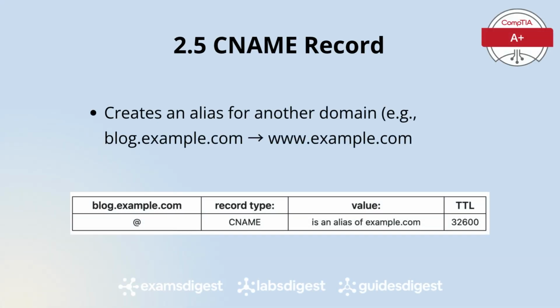Next is the canonical name record. This creates an alias for another domain name. So if you want blog.example.com to point to www.example.com, a canonical name makes it happen, keeping your DNS records clean and manageable.